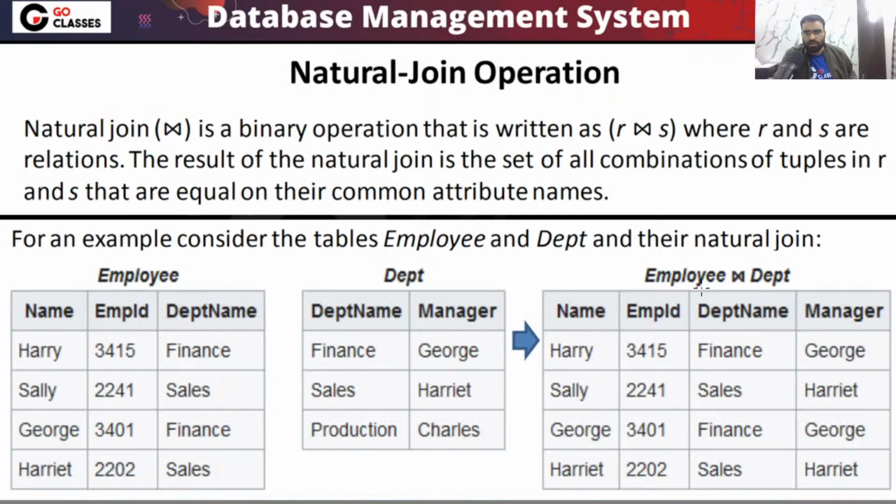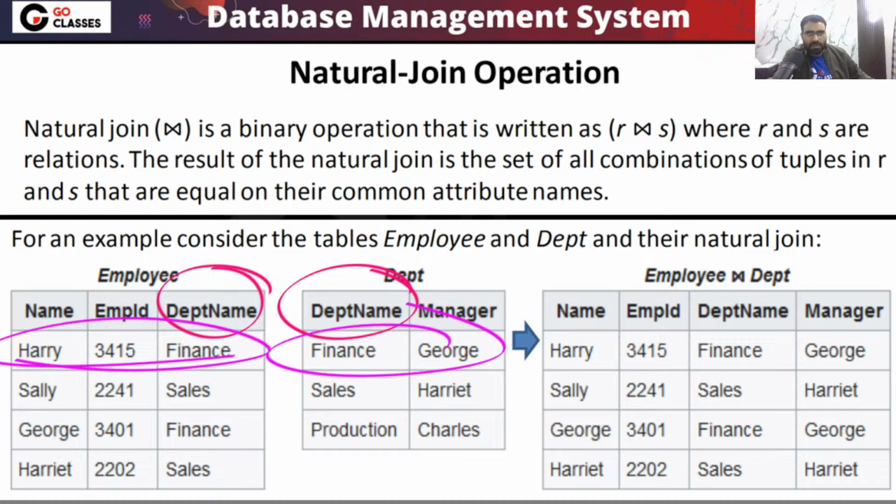So in this example, we are doing the natural join of employee, department. And what are the common attribute names? In these two tables, the common attribute is department name. You can see this attribute has the common name in both the tables. So what we will do, very simple, this tuple will combine with this tuple because they have the same value in the common attribute.